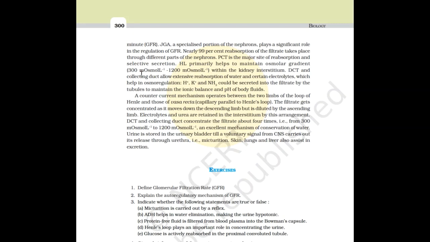Urine is stored in the urinary bladder till a voluntary signal from the CNS carries out its release through the urethra, that is micturition. Skin, lungs and liver also assist in excretion.